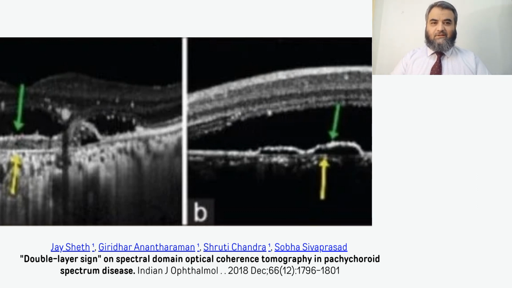I'm showing you here. You can see in A, there are two arrows, green and yellow. The green arrow is showing the pigment epithelial detachment, and the yellow one is Bruch's membrane. Just below it, there is a moderate hyperreflectivity in A on the left side. That is polypoidal choroidal vasculopathy. But if you see the right one, B, in between the green and yellow, which is the small pigment epithelial detachment, the reflectivity is not that much, and it is homogeneous. So this is a very important differentiating point between CSCR and polypoidal choroidal vasculopathy.